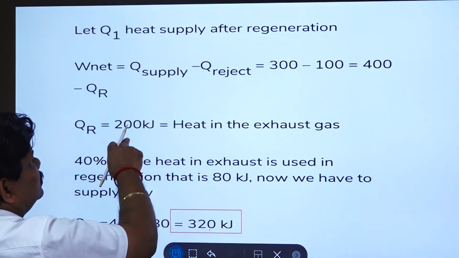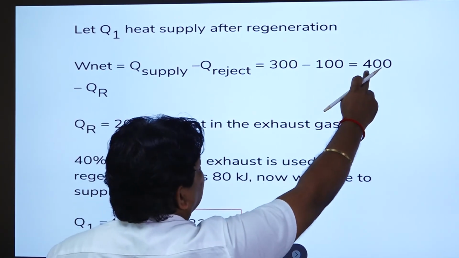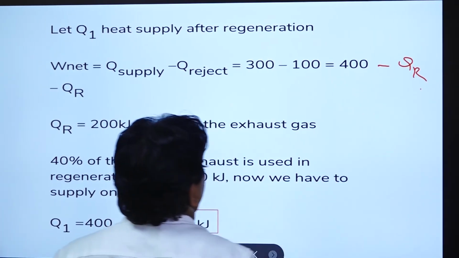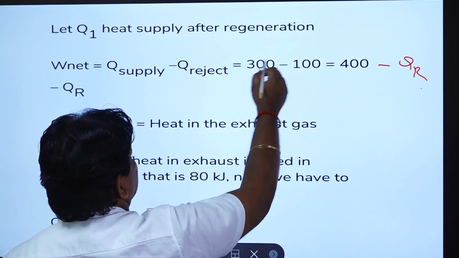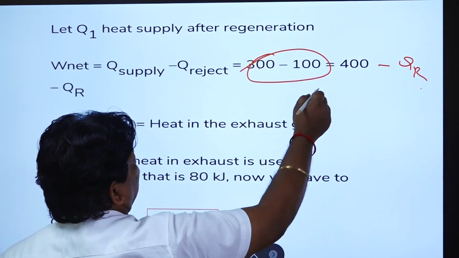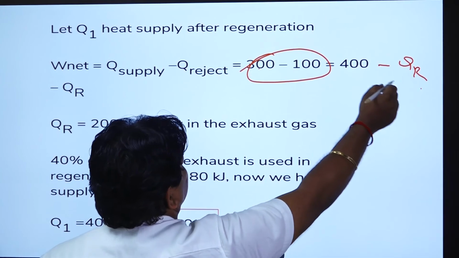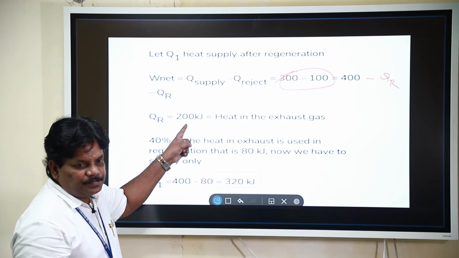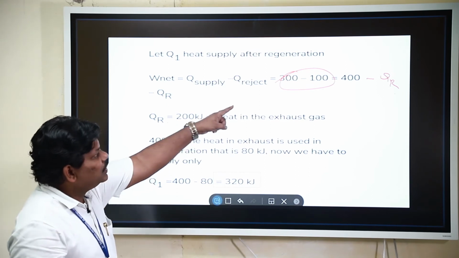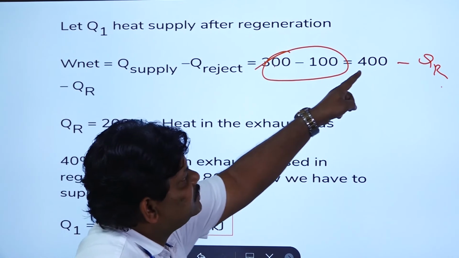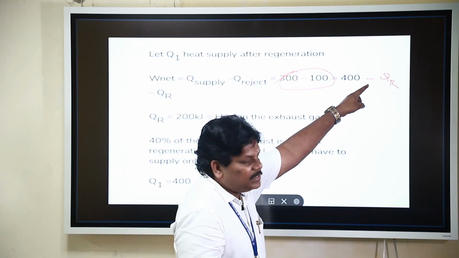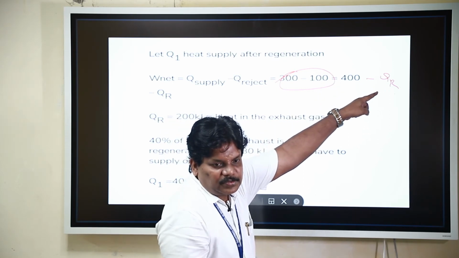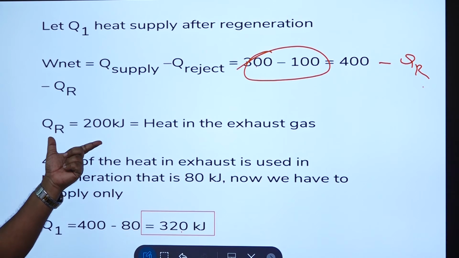So QR should be known to you. 300 minus 100 is equal to 400 minus QR. So 400 minus QR is 200, and QR is equal to 200. So you will get the value of QR as 200 kilojoule.